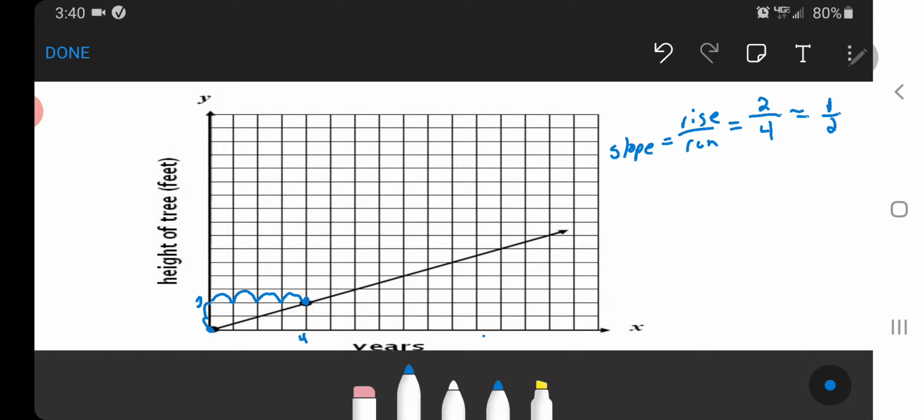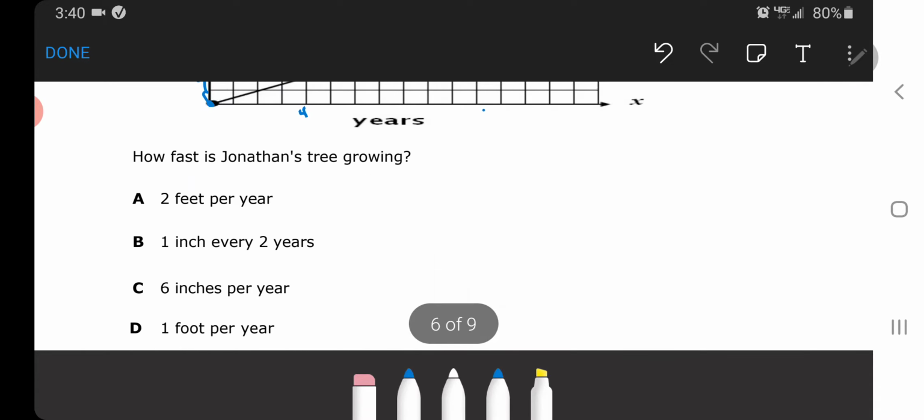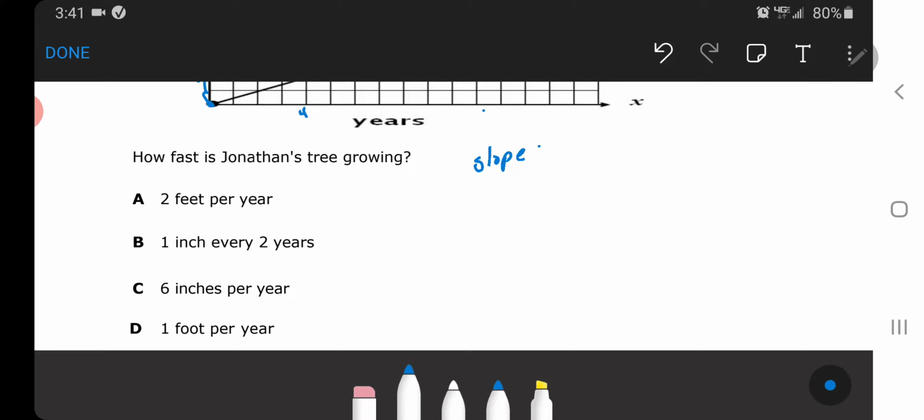Okay. So it looks like our height of our tree is measured in feet. So for every 2 years, the years being our independent variable, or x, it goes up 1 foot. Okay. So 2 years, 1 foot. Let me rewrite that down. Our rate of change, or our slope, is equal to 1 foot for every 2 years, as annotated by our graph.